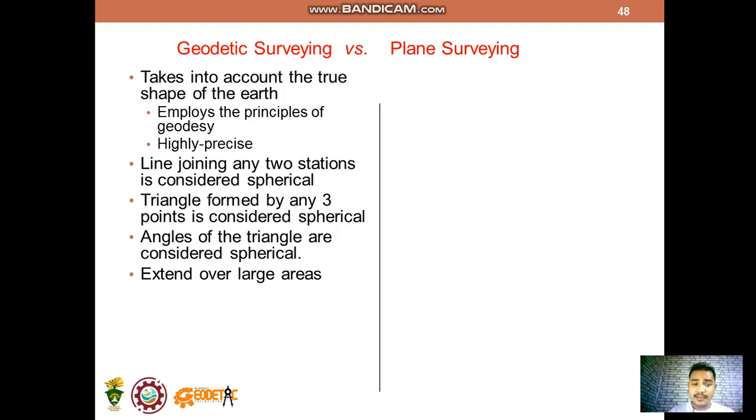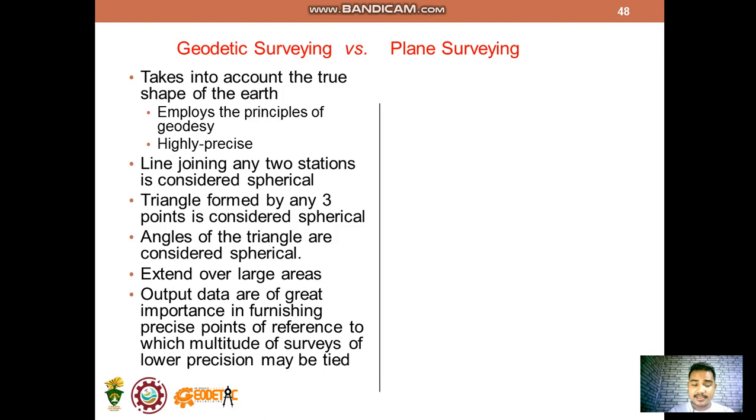And geodetic surveying can be extended over large areas. The output of geodetic surveying is of great importance in furnishing precise points of reference to which a multitude of surveys of lower precision may be tied. So, ang output aning geodetic surveying maoy gamiton nga basis for the lower precision nga mga survey such as property surveys or lot surveys. Diha mo tie up sa output aning geodetic surveying.